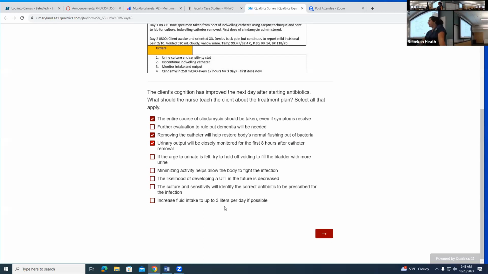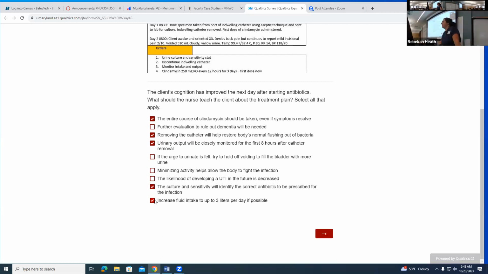Yes. Increase fluid intake up to 3 liters per day if possible. Sure. Usually we tell people to try to drink about 2 liters a day, but when they have an infection, we're trying to flush things out. Usually we'll say about 3 liters a day. So that's appropriate.